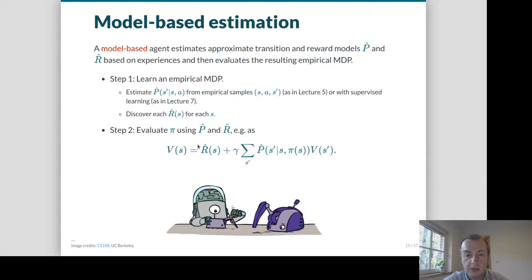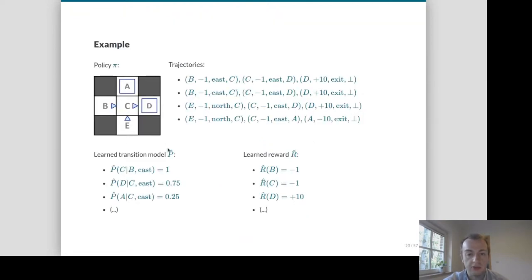By the way, strictly speaking, it should be V pi of S and not V of S. These are not optimal. They do not correspond to the optimal policy. So that's the first approach.